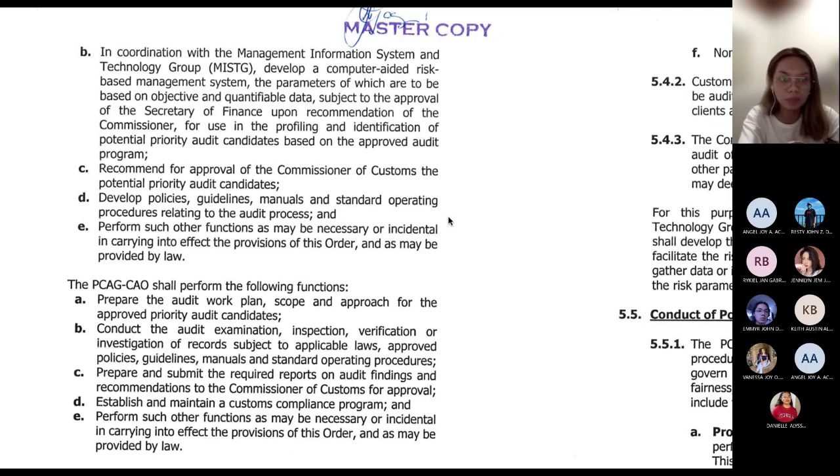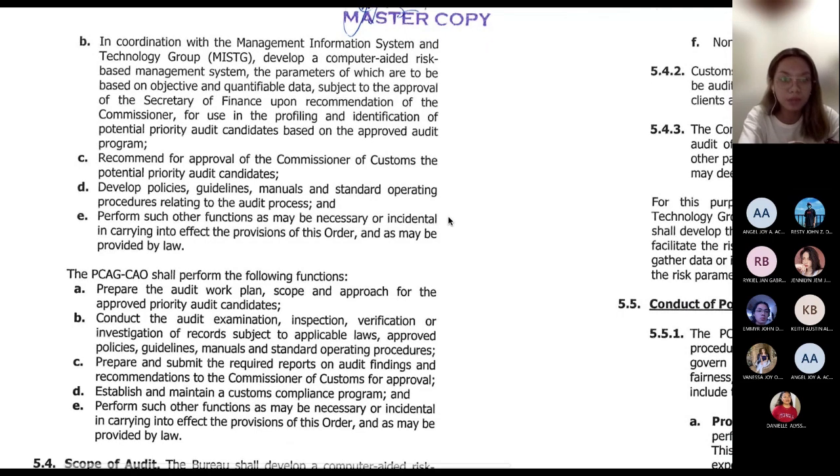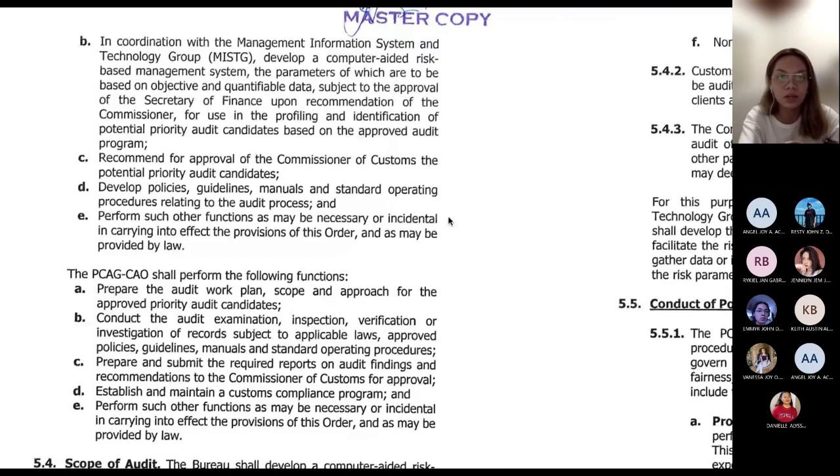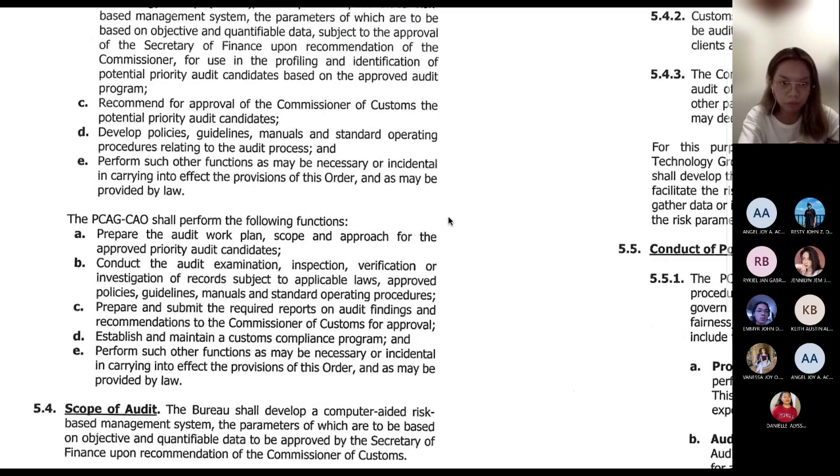Letter C, recommended for approval of the Commissioner of Customs, the potential priority audit candidates. Letter D, develop policies, guidelines, manuals, and standard operating procedures relating to the audit process, and E. Perform such other functions as may be necessary or incidental in carrying into effect the provisions of this order and as may be provided by law.